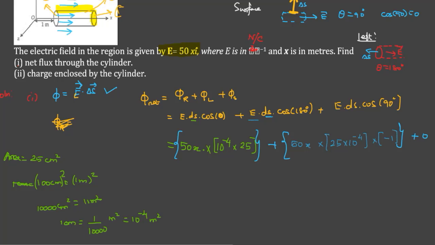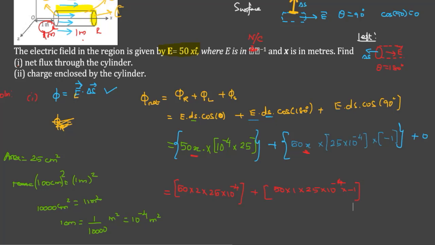Okay. The given x is in meters, so x we need to calculate. This is 1 meter and the length is also 1 meter. For the right side, this is right, this is left. So here for the right side, x is nothing but 1 meter plus 1 meter, 2 meters. So 50 into 2 into 25 into 10 power minus 4, plus for the left hand side the distance is 1. So 50 into 1 into 25 into 10 power minus 4 into minus 1. So this is your substitution values.